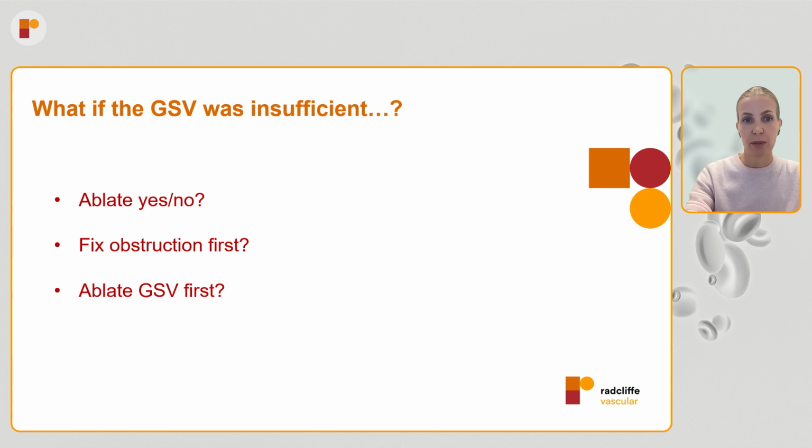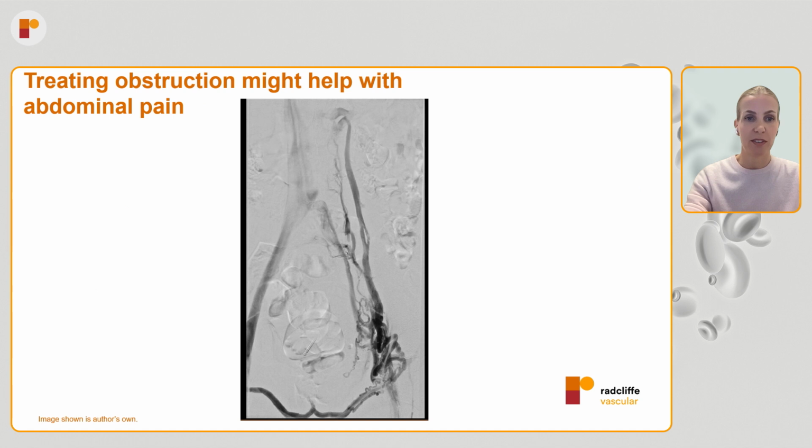But what if the GSV was insufficient? So what if it was maybe a collateral also, but it was also very insufficient? And we're going to do a poll question here. So would you ablate this GSV then or not? And if you would, would you do that first, or would you fix the obstruction higher up first? So what would be your strategy? And I will come back to this later and see what the audience thinks.